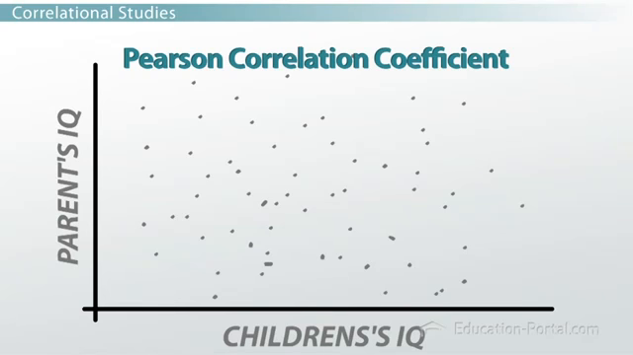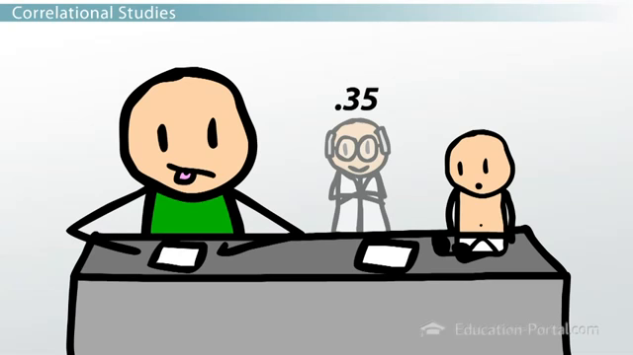In the case of parent-child IQ, studies have found a correlation of about 0.35 between these variables. This is mildly positive, which means that a higher parent IQ is somewhat associated with a higher child IQ, but not as much as if the correlation were something more like 0.85, something closer to 1.